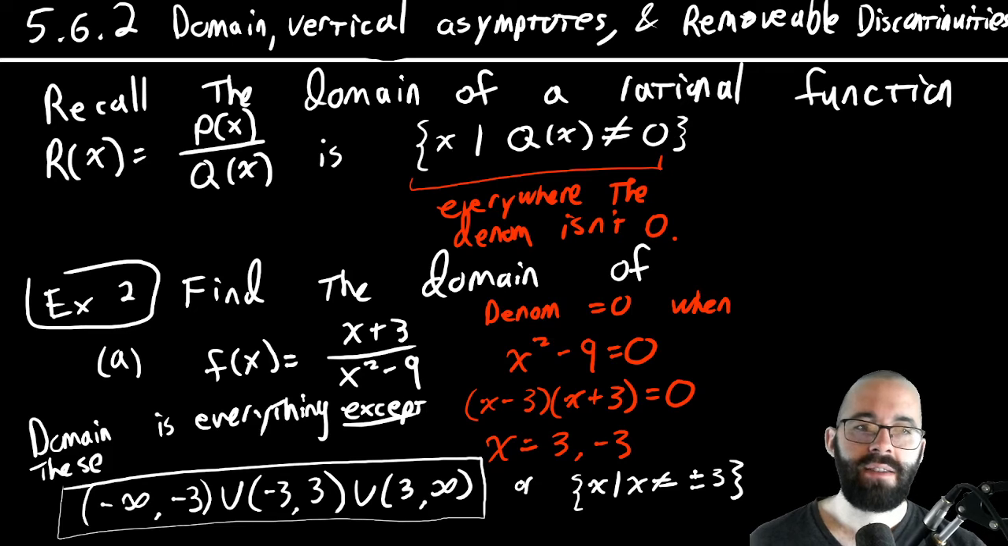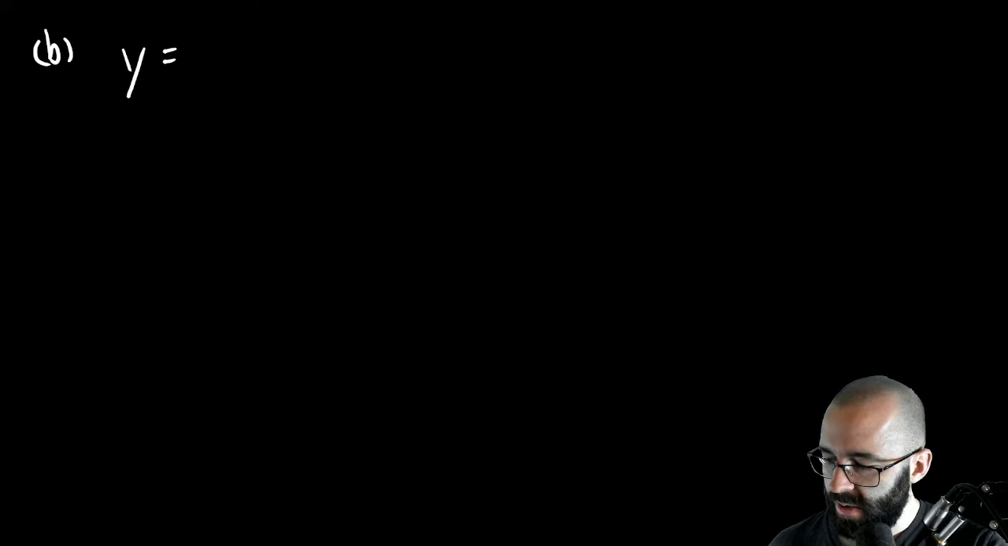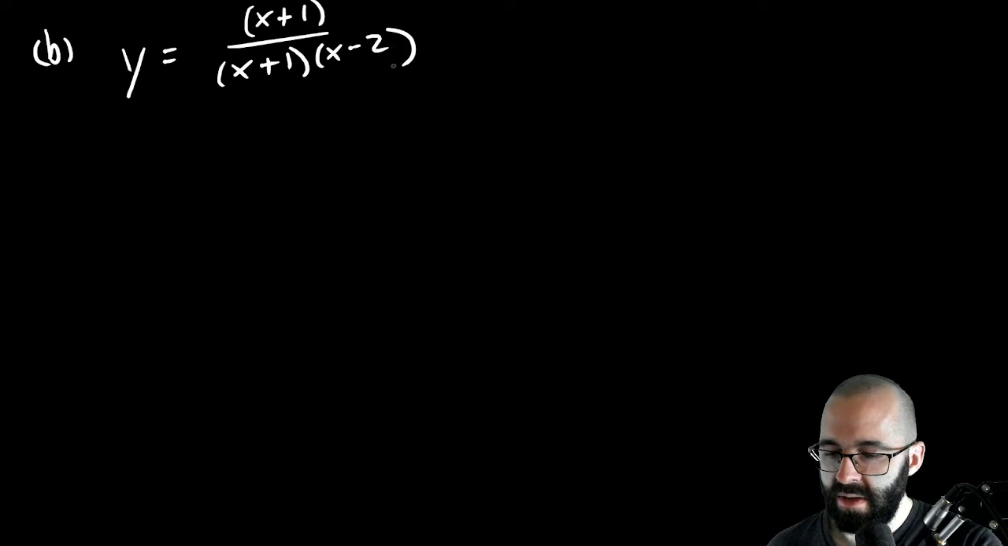Technically, it's a set of all x in the real numbers, but we're fine writing it like this for now. That's how you find domain. Let's do another one for practice. Part B. Y equals (x plus 1) divided by (x plus 1)(x minus 2).